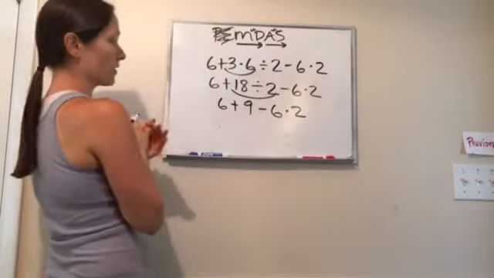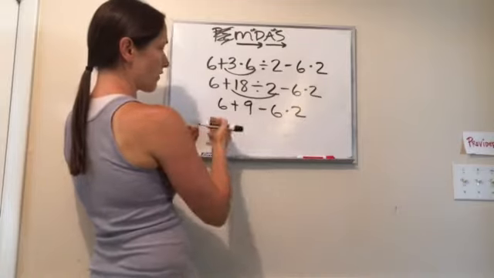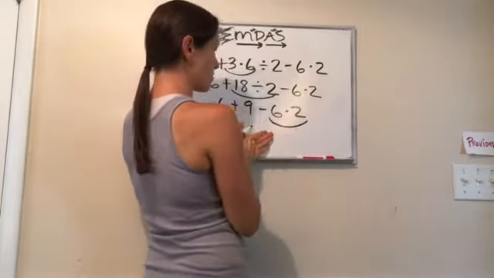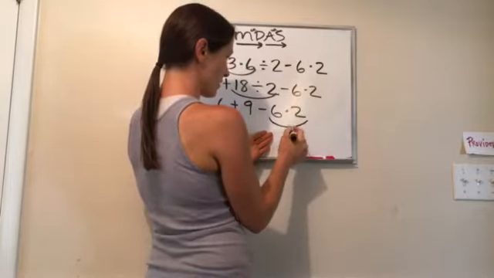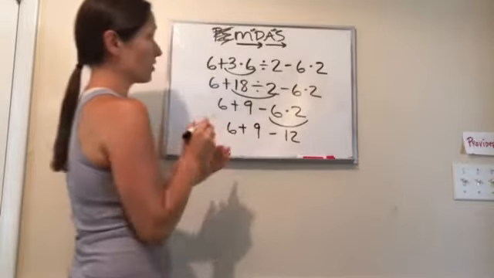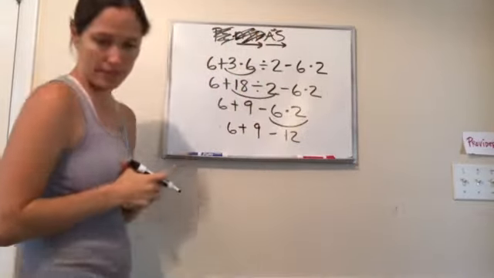Good. Still got any multiplying or dividing? Yeah, you got 6 times 2. So this is 6 times 2. 6 times 2 is? 12. Bring everything else down. Very good. So we're done with the multiplying or dividing.